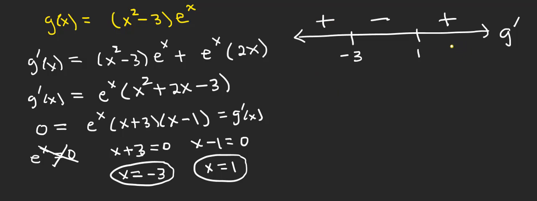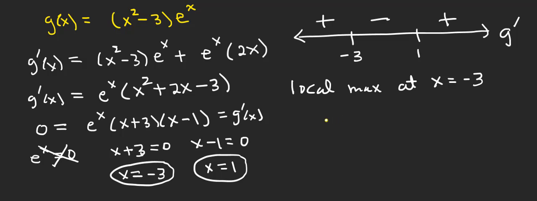So you know that g is increasing from negative infinity to negative 3 because g prime is positive. Also, g is increasing from 1 to infinity. And g will be decreasing in the interval from negative 3 to 1. Now, what about local max and local min? Local max of g occurs at x equals negative 3, because g prime changes sign from positive to negative at x equals negative 3. And what is the local maximum value?